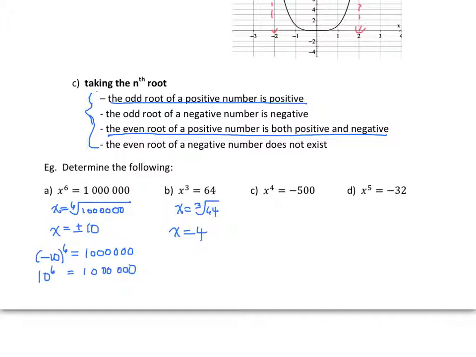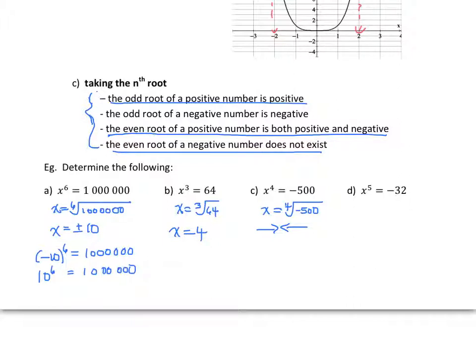Next one, x exponent 4 equals negative 500. So we would need to find the 4th root of negative 500. Now, the even root of a negative number does not exist, so there's no number that I could multiply by itself 4 times that would give me a negative answer, no matter what that negative number is. So we will draw 2 facing arrows here, which basically means there's no answer, or you can't do it. Okay, so there's no solution.